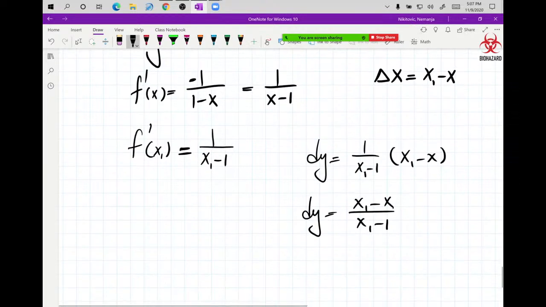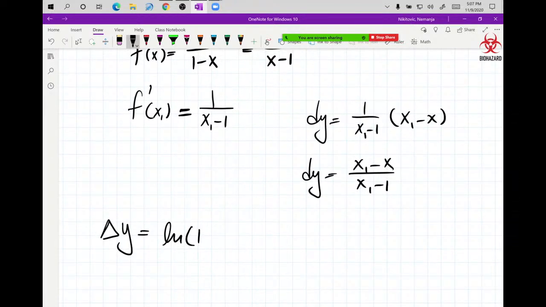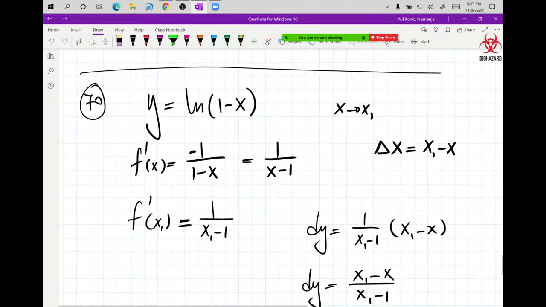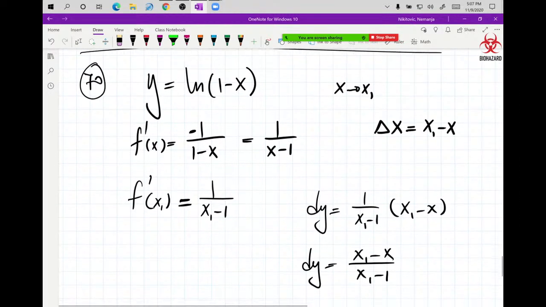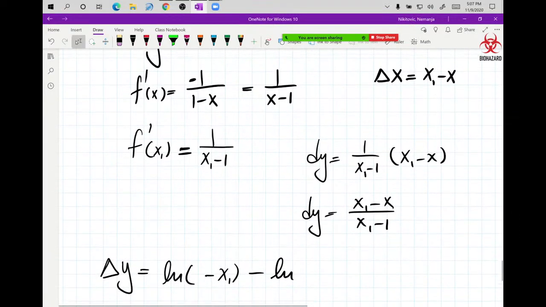So that's the change. Now let's calculate the exact change. Exact change was ln of 1 minus x1 minus ln, no, this is supposed to be x minus. The new one minus the old one, so new one minus the old one.